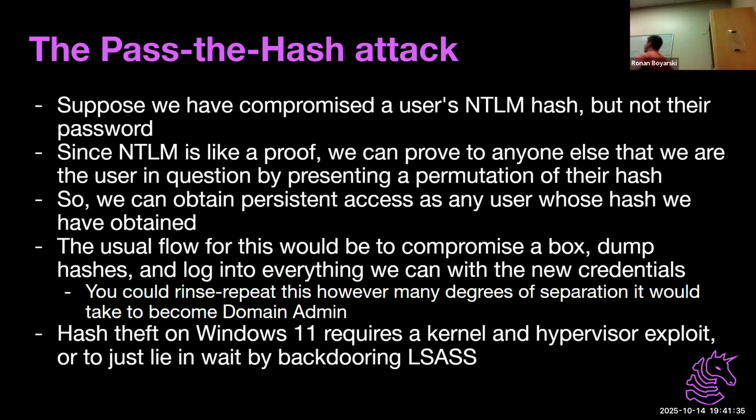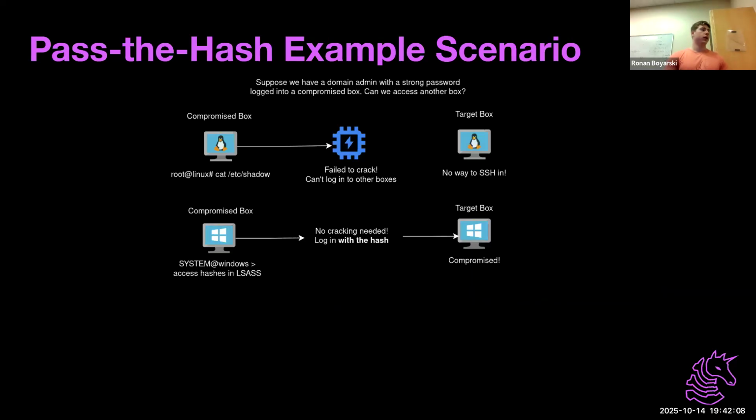Now, doing this on Windows 11 requires both a kernel exploit and a hypervisor exploit if you want to do it without doing a lie in wait, where you sit and wait for people to log in. If you are okay waiting a long time, there are ways to backdoor LSASS. I'm not going to go into that here. They require tedious kernel programming, which I think there's very few people in the room who think that's a good time. I actually enjoy doing that kind of attack, but doing this on Windows 11 is substantially more complicated. So while Kerberoasting and stuff is still around, this has been reduced quite a bit.